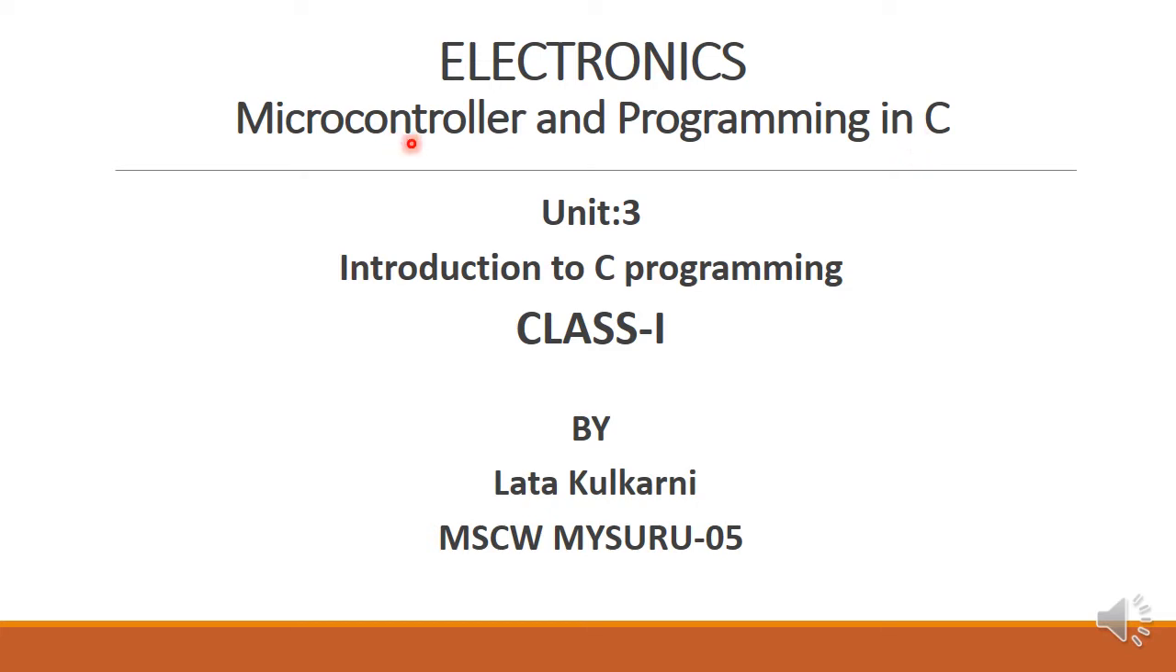Okay. Our autonomous fourth sem electronics paper is Microcontroller and Programming in C. In the microcontroller, you have 2 units, and in the programming in C, you have 2 units. Totally 4 units. In that, microcontroller is taken by Prabhakar sir and Ravi Shankar sir, and the programming in C, both the units I am going to handle. Okay.